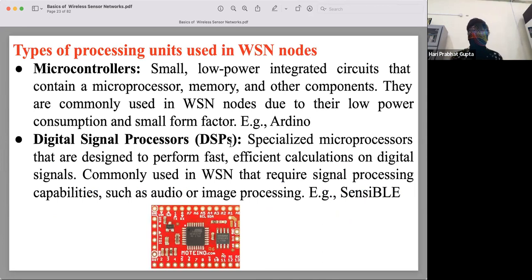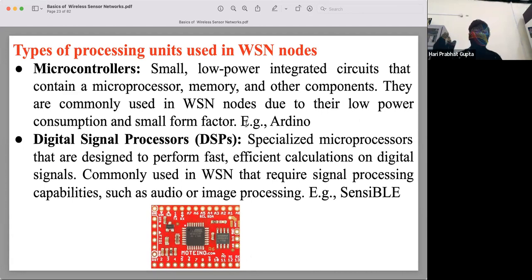Now in the wireless sensor network, the types of processing units are similar to what we have seen for the types of sensors. So processing units also have different types, and of course the types depend on various factors. Very first, very simple and very small, is the microcontroller. It is small in size, very low cost, a low power integrated circuit. It contains a microprocessor, a very small memory, and some other components, whatever components are required. They are commonly used in the wireless sensor network due to low power consumption, small size, and also low cost.